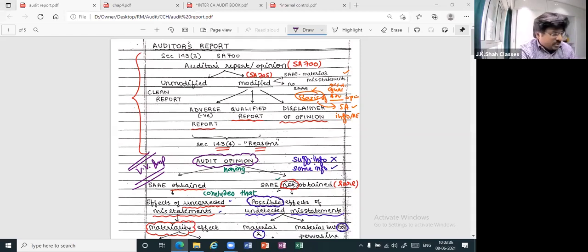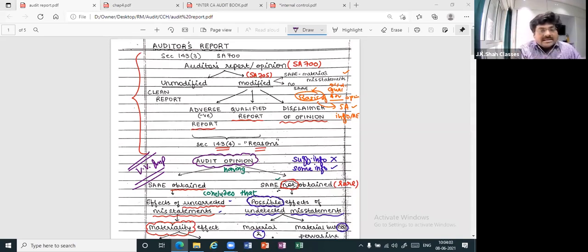Okay, let us do a quick recap of auditor's report. Then we move on to chapter number 4, which is risk assessment and internal control. Now, talking about auditor's report, I told you that there are standards which are involved. Since there are standards involved, we need to know them. It is SA 700, 705, 706, 701 and 710. So basically there are 5 standards which deal with auditor's report.